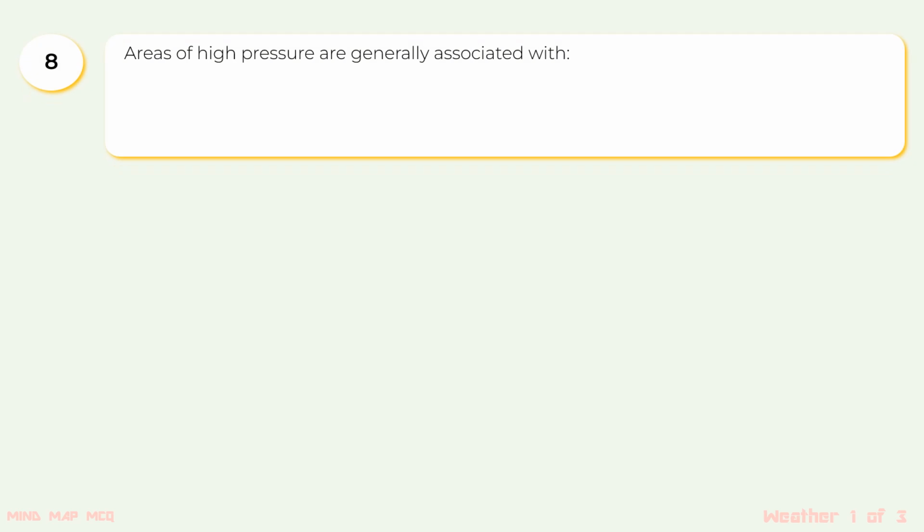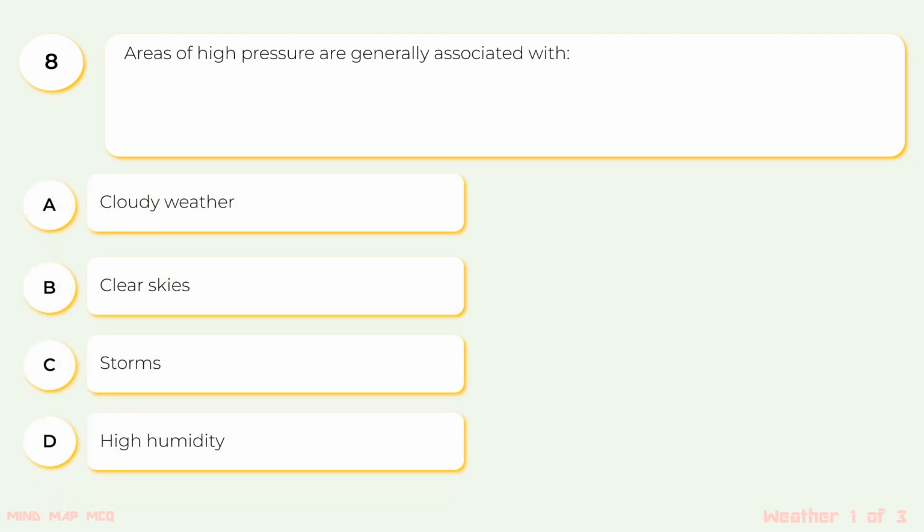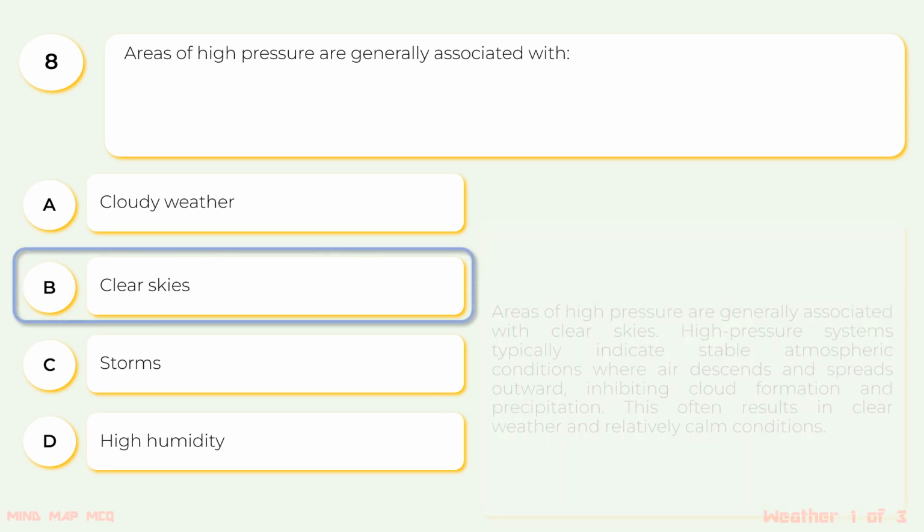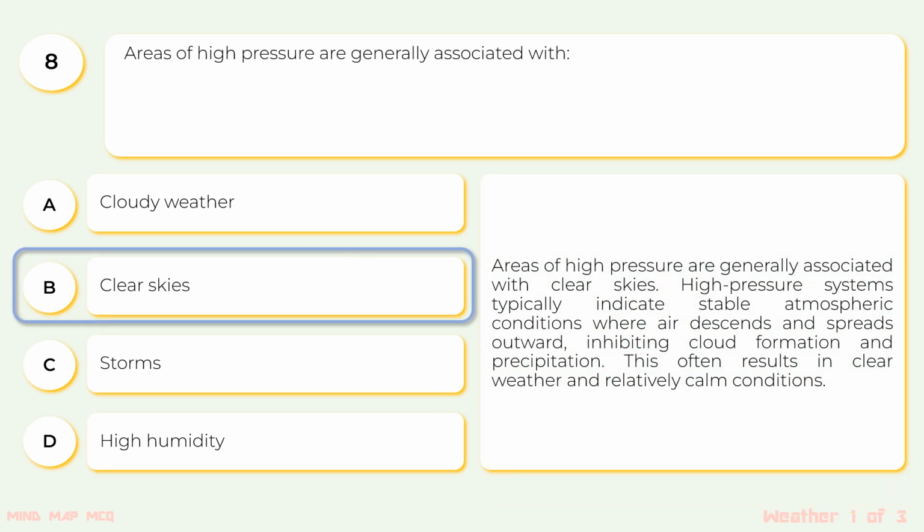8. Areas of high pressure are generally associated with. The options are A. Cloudy weather, B. Clear skies, C. Storms, D. High humidity. The correct option is B. Clear skies. Areas of high pressure are generally associated with clear skies. A high pressure system typically indicates stable atmospheric conditions where air descends and spreads outward, inhibiting cloud formation and precipitation. This often results in clear weather and relatively calm conditions.